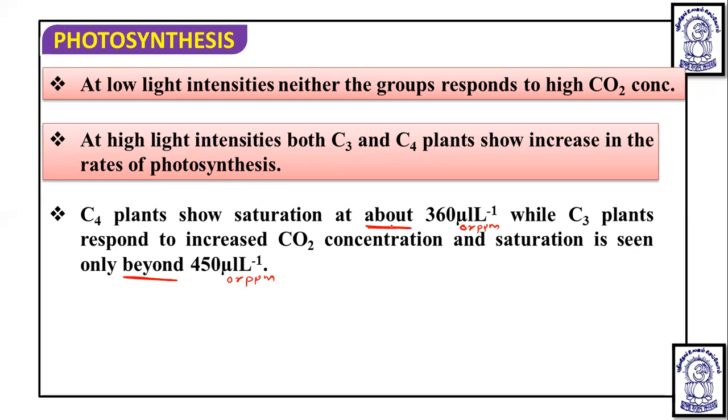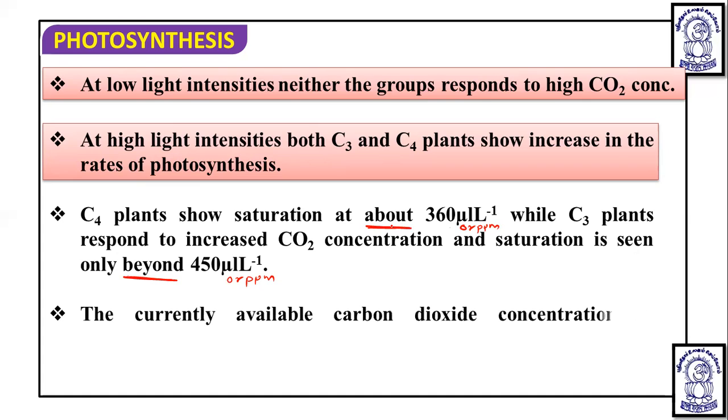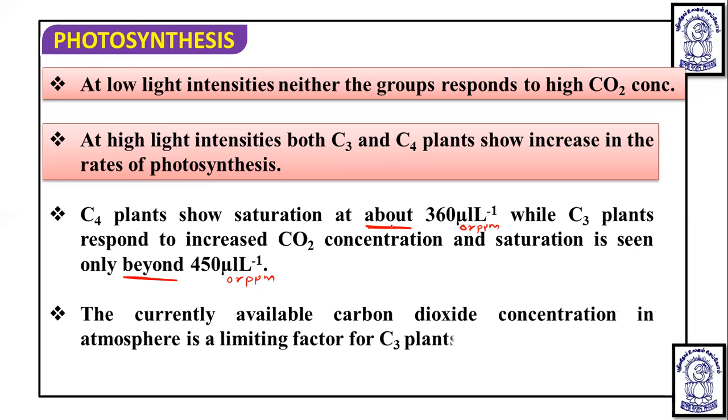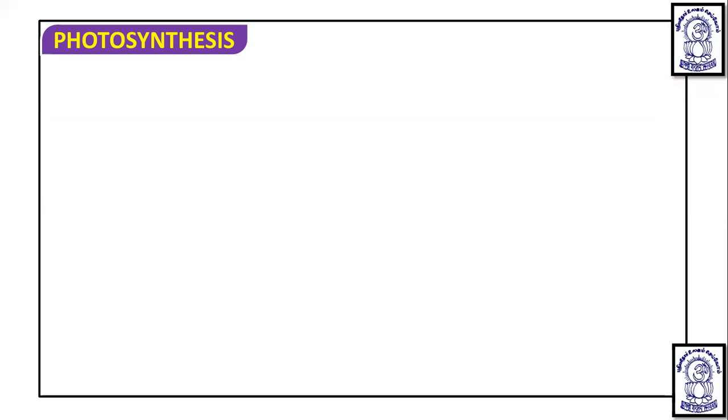So now if we consider the present CO2 concentration, it is near about 360 parts per million or microliter per liter, meaning the C4 plant can photosynthesize or can reach saturation at the present CO2 concentration, but the C3 plant cannot. So the present CO2 concentration is limiting for the C3 plant. Okay. So the currently available carbon dioxide concentration in the atmosphere is the limiting factor for the C3 plant, because C3 needs beyond 450, and at present there is near about 360.